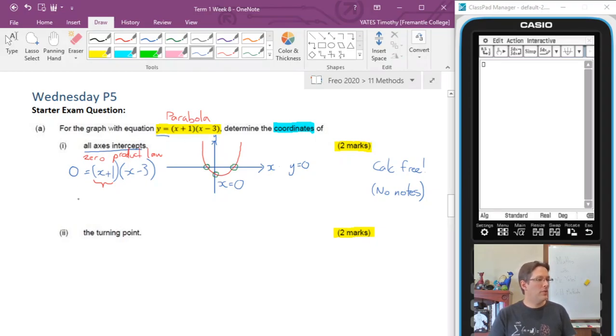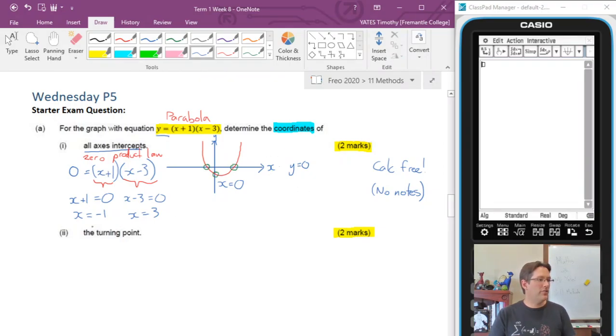So this one, x plus 1 equals 0, shouldn't be too hard to work out that x should be negative 1. This one over here, x minus 3 equals 0, shouldn't be too hard to work out that x is equal to 3. And these ones are often really easy to work out just by looking at them. You won't need to do much working out to get your 2 marks if you just listed these.